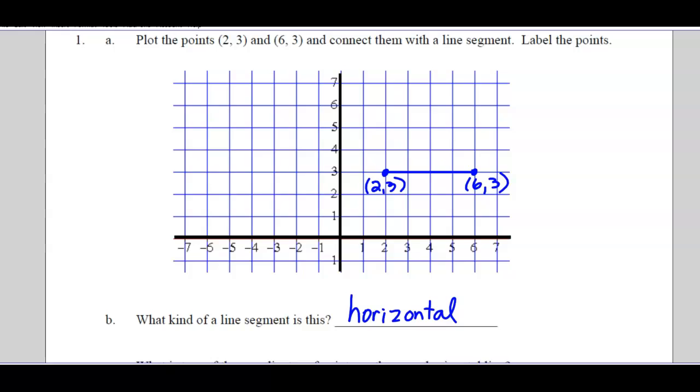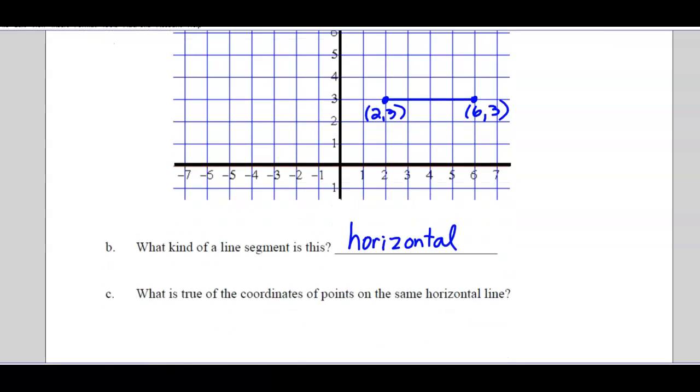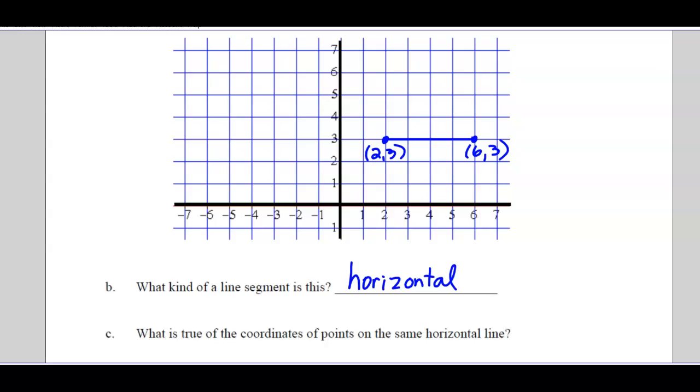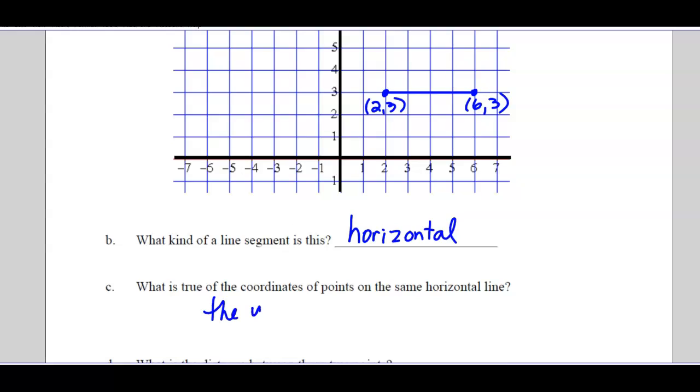Sometimes students get mixed up between horizontal and vertical. Think of the horizon. The horizon goes this way, right? Parallel to the ground, not vertically. So that's horizontal. Take a look at the coordinates of the points on the same horizontal line. What's the same? The y values are the same. So here, the y coordinates are equal. Anytime you have any set of points with the same y value, those points are all going to lie on a horizontal line.